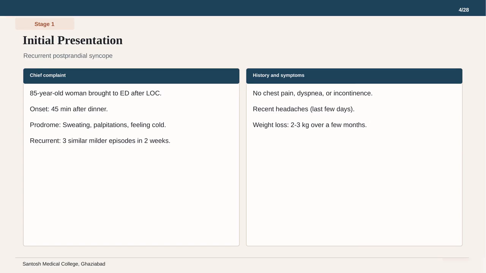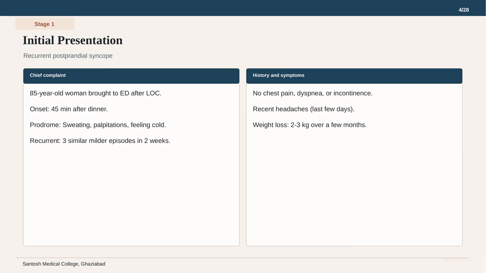As you can see in the left panel, our patient is an 85-year-old woman brought to the hospital after a loss of consciousness. This event occurred exactly 45 minutes after dinner. She experienced a distinct prodrome of sweating, palpitations, and feeling cold. Notably, she has had 3 similar, though milder, episodes over the past 2 weeks.